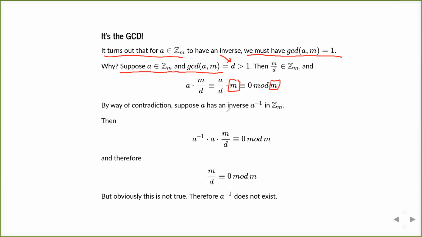Now if you suppose by way of contradiction that the inverse exists, then you can multiply both sides by A inverse. Over here, this is A inverse times 0, but that's just 0. And so what you get is that M divided by D is congruent to 0, which is not true. And so that means that the assumption that the inverse existed must be false, and so the inverse does not exist.